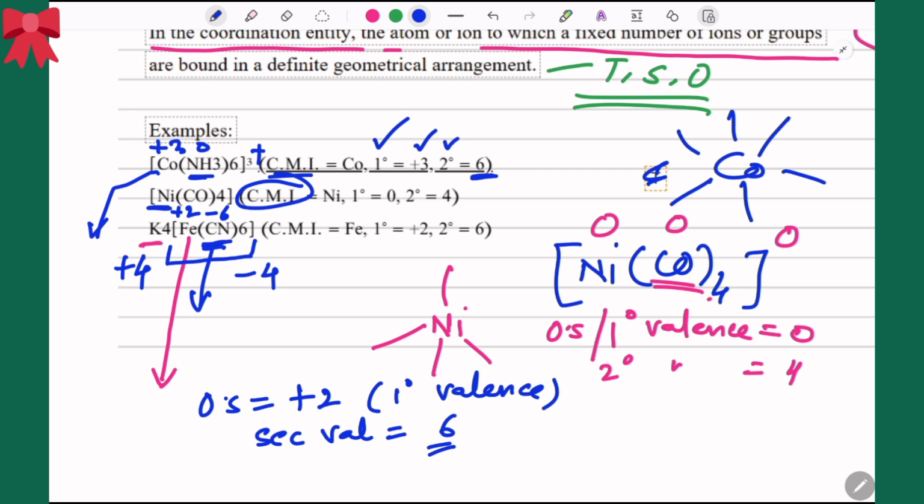Clear? What is the counter ion in this case? Potassium is the counter ion because it's outside the square bracket. What is the counter ion in Ni(CO)4? There is no counter ion because it's just a whole entity. There is nothing. There is no cation. There is no anion. But in the first example, yes, there would have been one counter ion because the cation is given to us and the anion is missing. So the anion would be the counter ion.